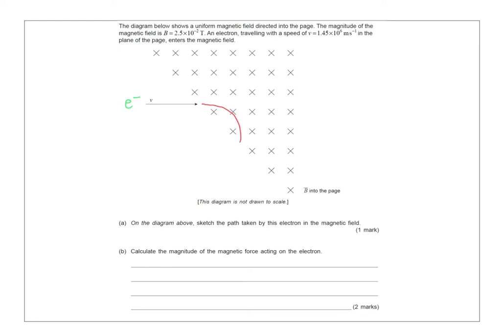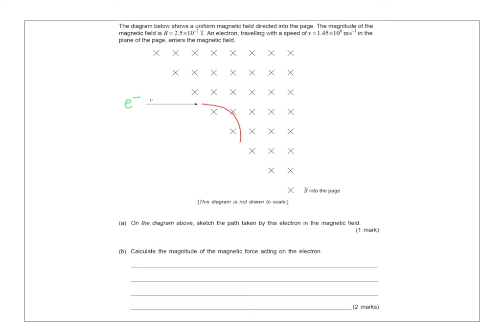So we will get some circular path. Remember, once it leaves the magnetic field, not that it asks you, it just says draw in the magnetic field, once it's left the magnetic field, it would go straight. But because it says just draw in the magnetic field, that's probably sufficient. We just need to show a circular path. It then says calculate the magnitude of the force acting on an electron.